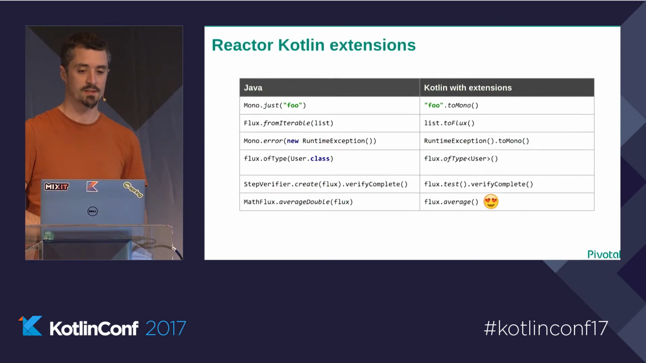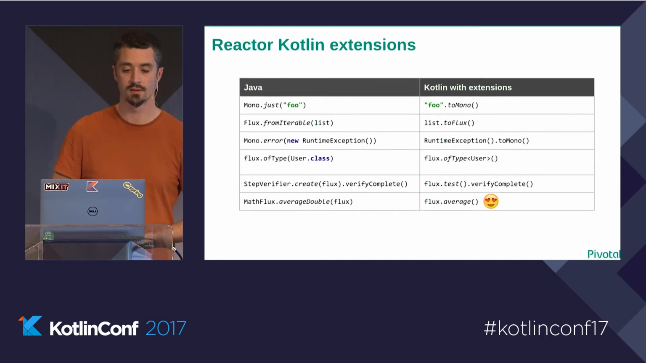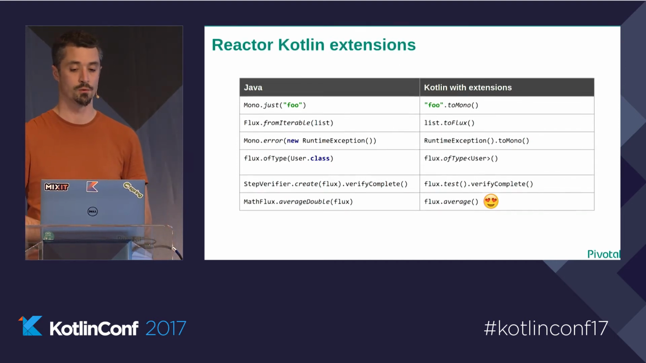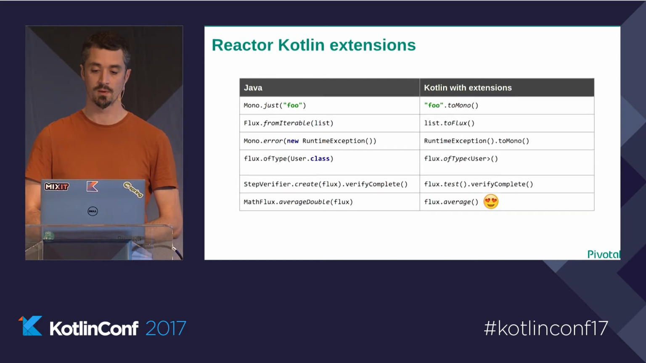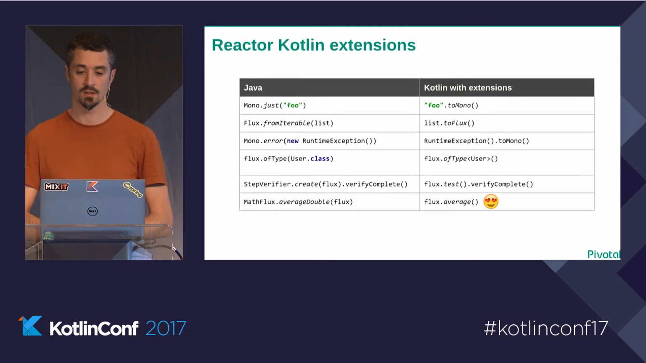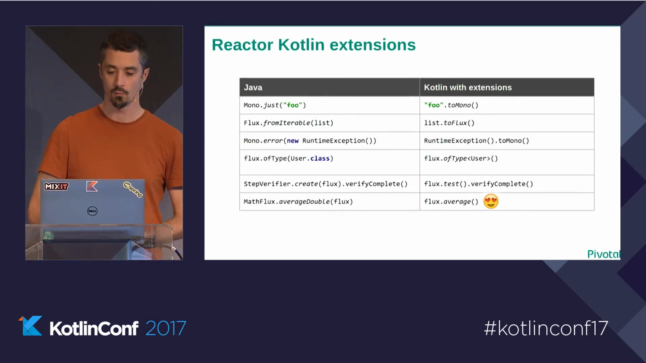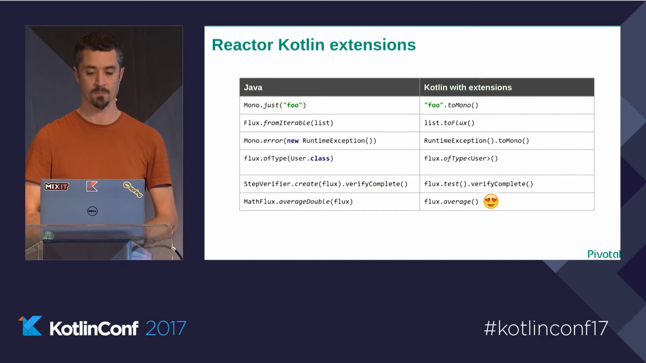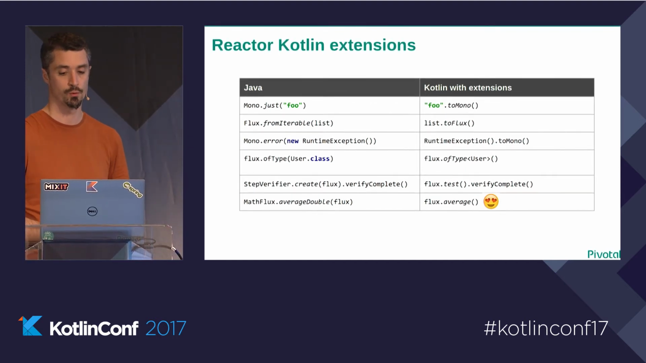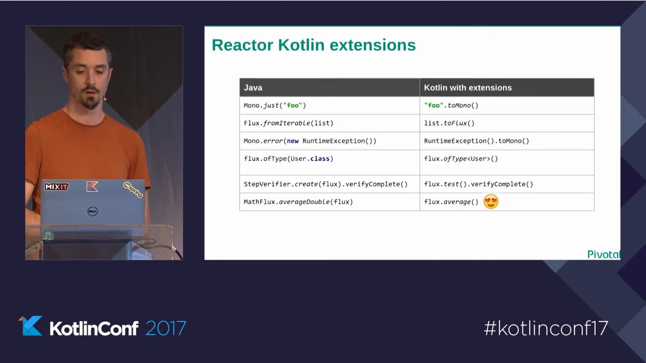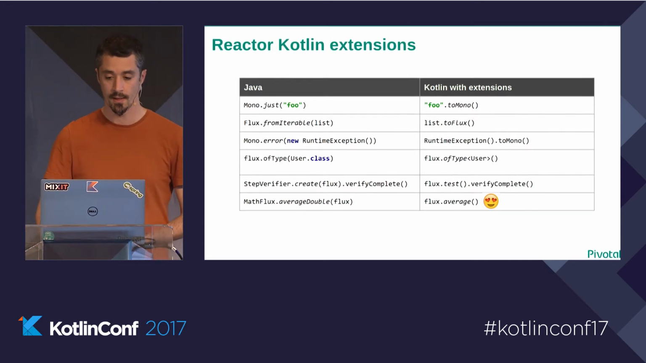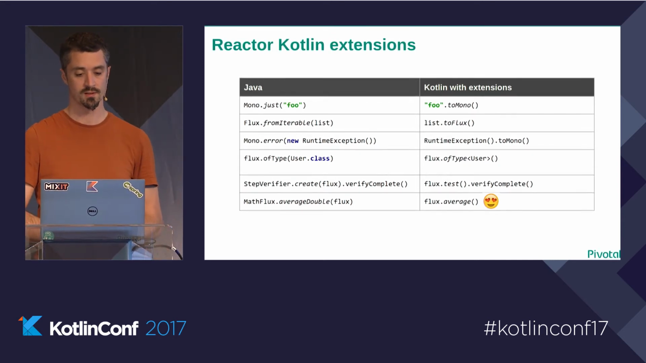We provide Kotlin extensions in Reactor. So instead of writing mono.just, we have added an extension method that allows to transform any object in Mono. The same for Flux from iterable, list, streams, etc. We can also transform exceptions to publishers that trigger an error. And also, you can see the last example.